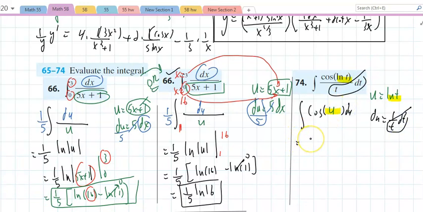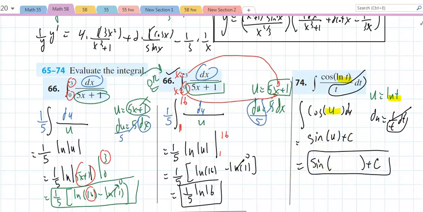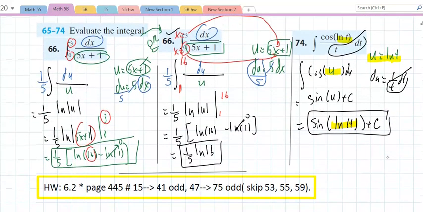And what is that? What do you take a derivative of to get cosine? Sine of u plus c. Unlike the previous problem, I must go back to t because this is not a definite integral. What was u? u was, and there it is.